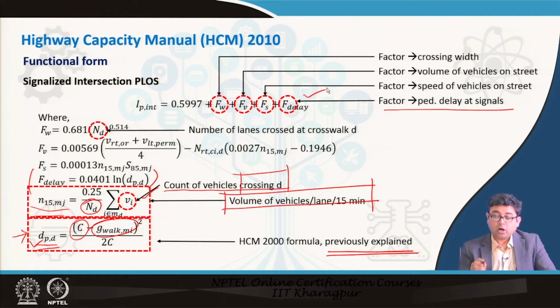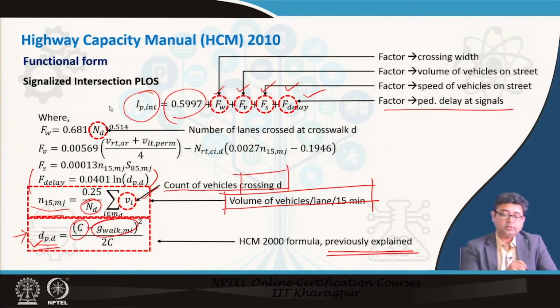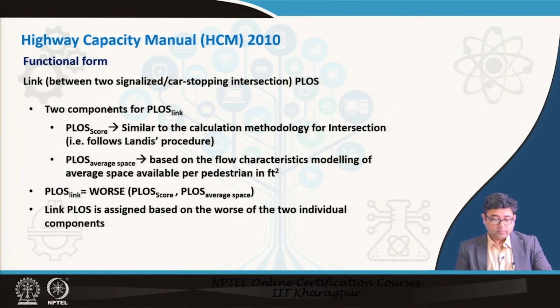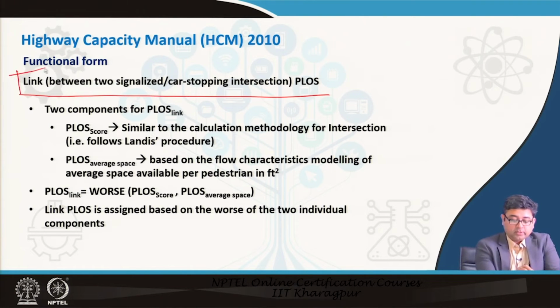Now you know all of the 4 factors, you just plug them into this formula, add it to this constant, and you will know the intersection pedestrian level of service score. We will give you an example of a problem, so you can relate it back to the individual formulas, and that will make you understand it much better. Before we do that, let us also give you an example of how to determine the pedestrian level of service score for the link.